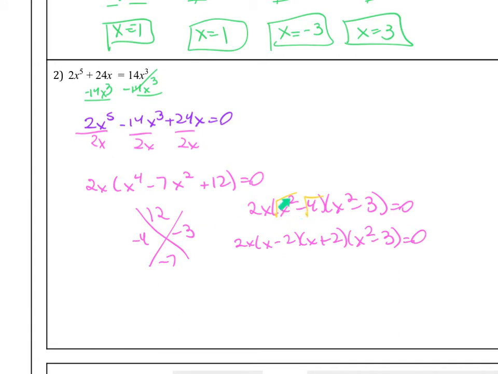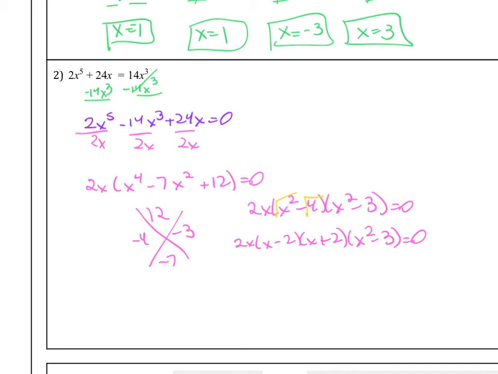Then you put in the x squared minus 4 and then the minus 3, and that all equals 0. This factor here, x squared minus 4, that's a difference of 2 squares. So we can square root the front, square root the back, and that factors to x minus 2 and x plus 2, and here we are. Now the last part is we use the zero product property to solve.